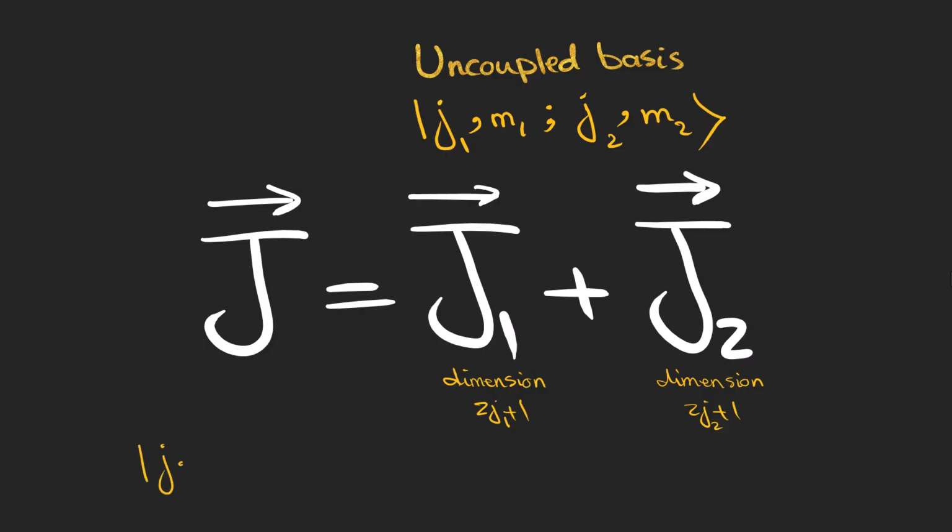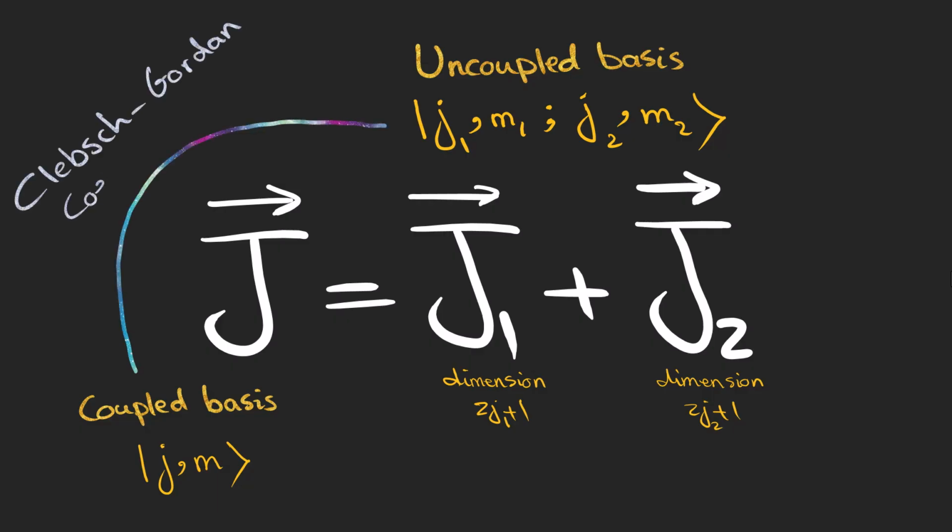On the other hand, for the combination of these two angular momenta, we use another basis. It means that J squared and the Z component of J can be diagonalized using this basis, but it doesn't necessarily diagonalize the matrices for individual angular momenta J1 and J2. This basis is called the coupled basis, on which the total angular momentum acts and gives specific eigenvalues. These two bases are connected by the so-called Clebsch-Gordan coefficients that we're going to talk about later in this video.